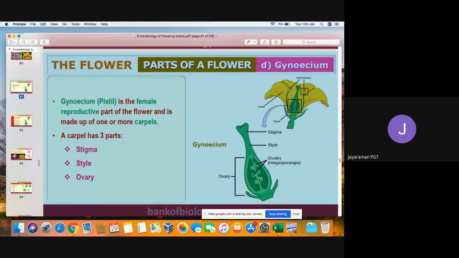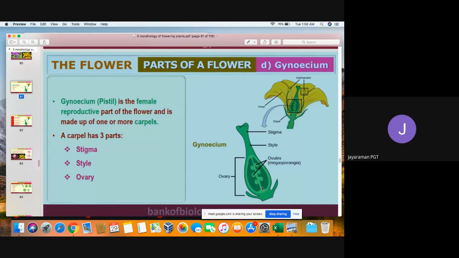It fertilizes the ovule inside. The ovule is fertilized. The ovule is somewhat like the egg in animals. Here also you can call it an ovule or megasporangium. This is the ovule part, which later on becomes the seed. The ovule will become the seed, and the ovary as a whole will become the fruit.